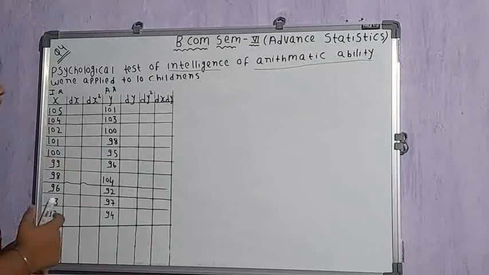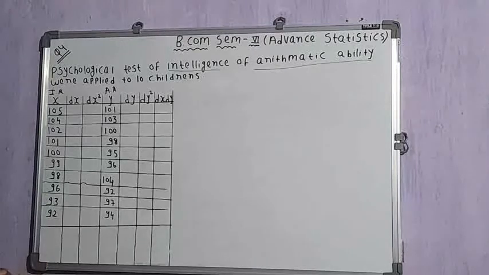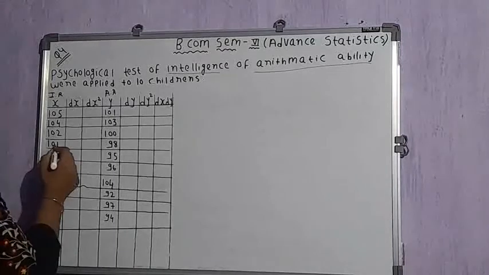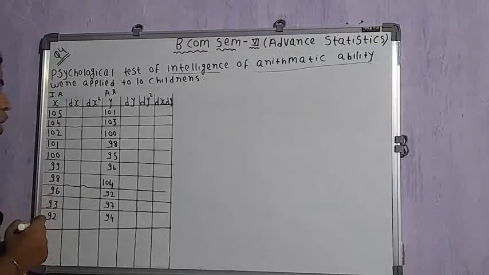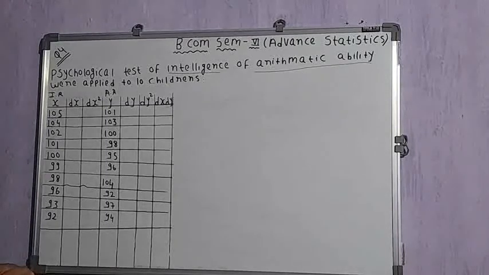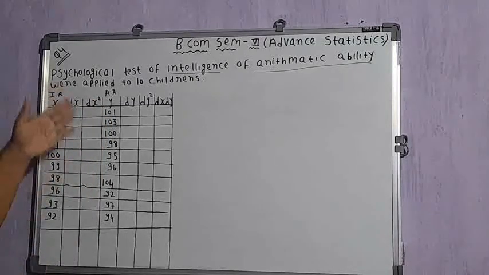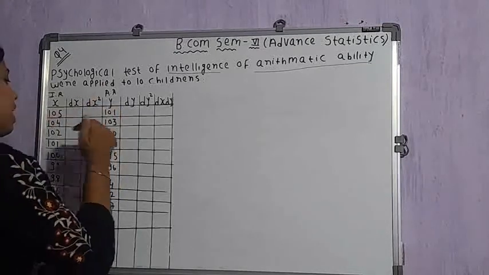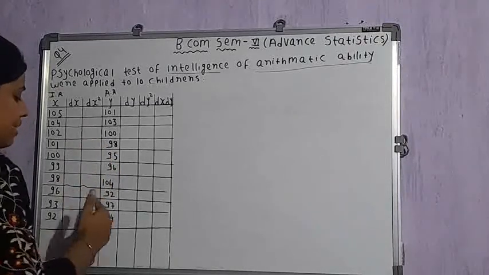In the x variable, that is in intelligence ratio, I have been given certain items in the question. I have put them as it is, like 105, 104, 102, 101, 100, 99, 98, 96, 93 and 92. Then the second variable in the question was arithmetic ability, which we have represented by variable y. There also I have been given certain items that I have put in the y column. Here you can see 101, 103, 100, 98, 95, 96, 104, 92, 97 and 94.